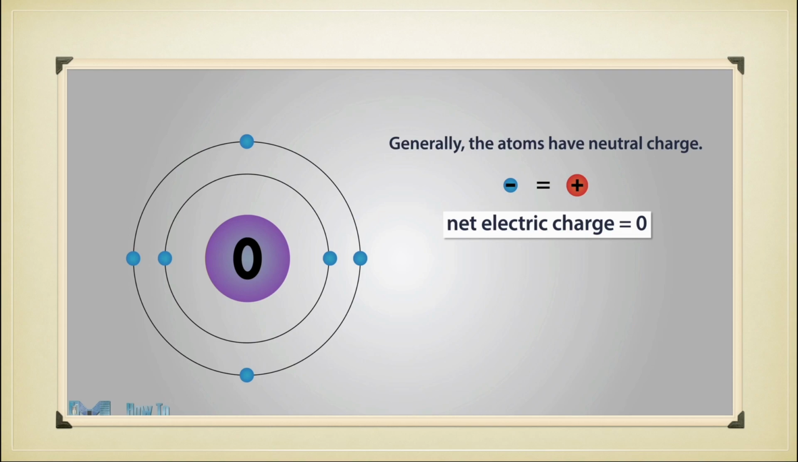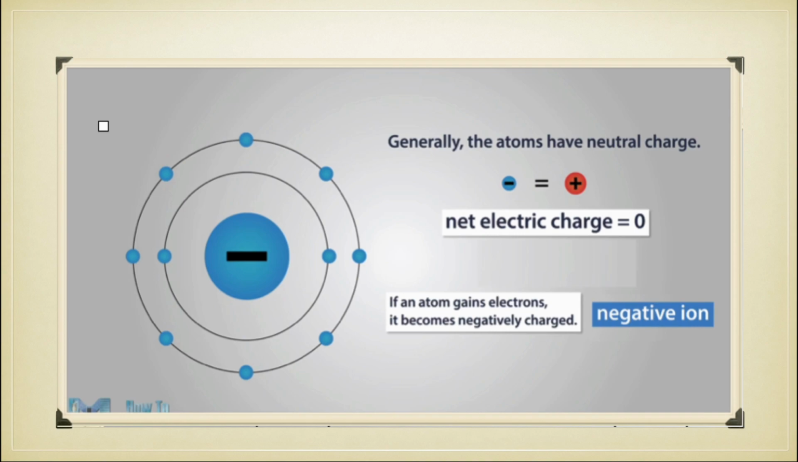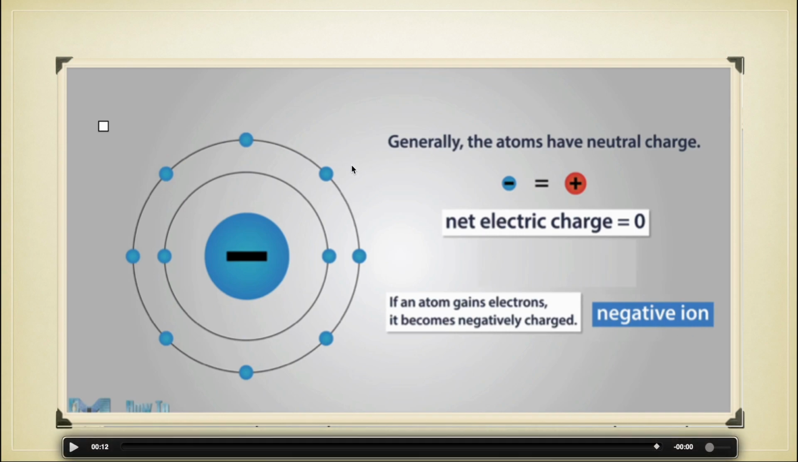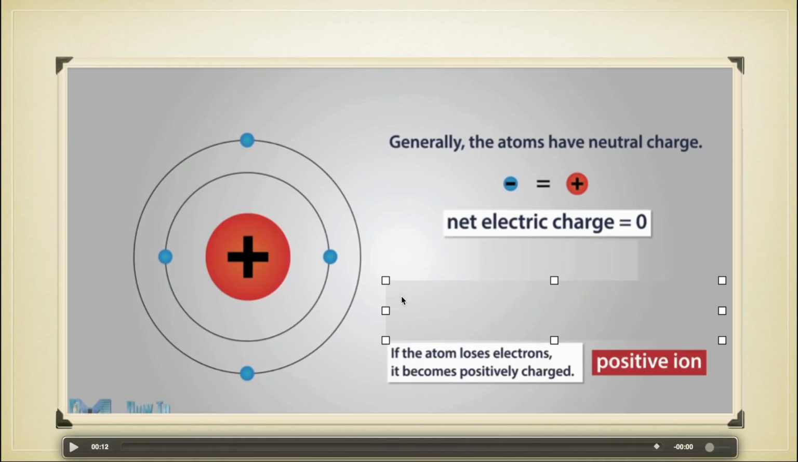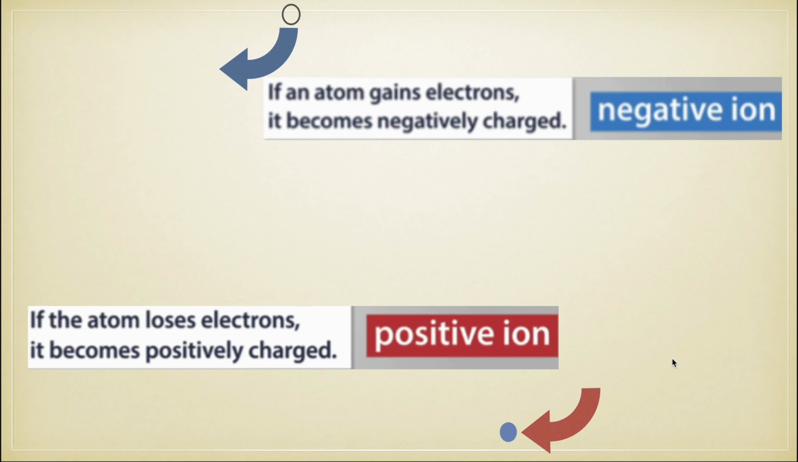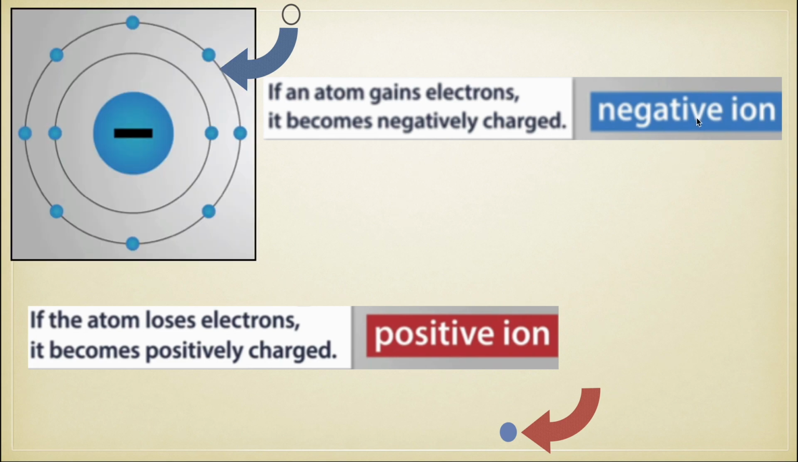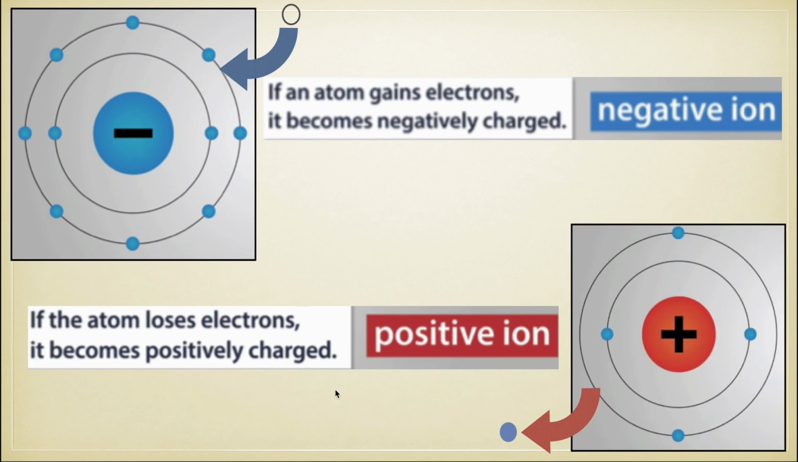But sometimes an atom can gain an electron. That's when it becomes a negative ion. So when an atom gets more electrons, it becomes a negative ion. But when it loses electrons, it becomes a positive ion. A negative ion is when the atom gains more electrons, and a positive ion is when an atom loses an electron.